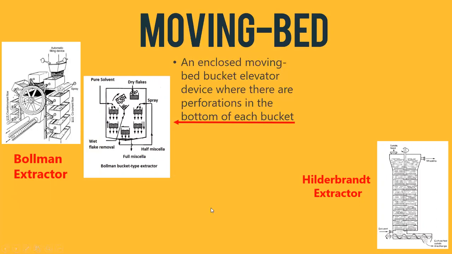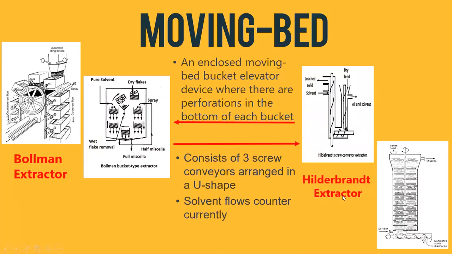Now, another moving bed example is the Hildebrand extractor here on the right side, wherein instead of buckets, which can either be closed or open, you have screws. It consists of three screw conveyors arranged in a U shape, and the solvent flows, in this case, countercurrent to the solid. Here, you can see that the solvent is introduced in this portion, so the flow would be downwards, whereas the dry feed is introduced here.